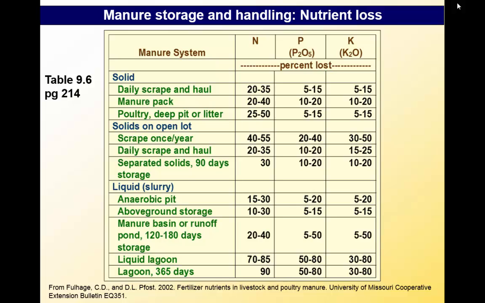Here's a table, 9.6 on page 214, of all the amounts of loss you can have in these different types of systems. So you can see in most cases, they list some possible losses of phosphorus and potassium. But when you get to the actual table of calculations right here, they keep it pretty low. So for a solid system, you can lose 20 to 35% of your nitrogen in storage and handling. Liquid slurry, you can lose 15 to 30% of nitrogen. But you can see all the phosphorus and potassium levels are a lot lower, except for liquid lagoons, when you can get up to 80%.